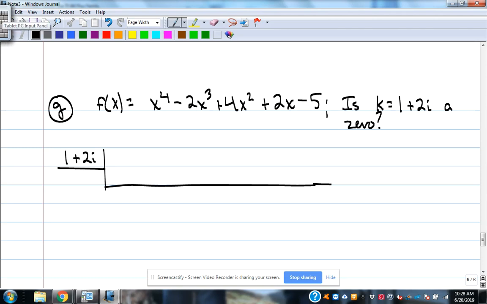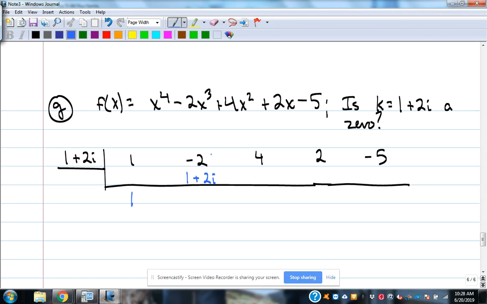So I've got 1 plus 2i on the shelf. 1, negative 2, 4, 2, and negative 5. I'm just giving myself extra room here, just spreading it out. Okay. Process is exactly the same. Drop the number down and then multiply. 1 times 1 plus 2i. That should be 1 plus 2i.